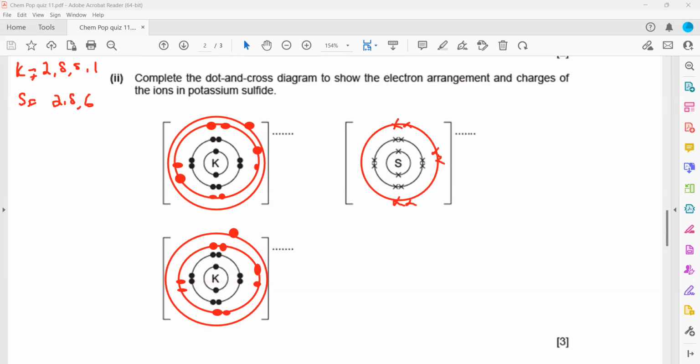These are atoms. But then what happens? There will be a transfer of electrons. Potassium loses an electron, and this electron transfers from potassium to sulfur. This electron also transfers from potassium to sulfur. So what is the charge left on potassium? It loses 1 electron, so +1, +1, and the sulfur gains 2 electrons. If you don't draw the empty shell, that is also fine. If you draw it and make it empty, that is also correct. So this is the ionic structure of potassium sulfide.